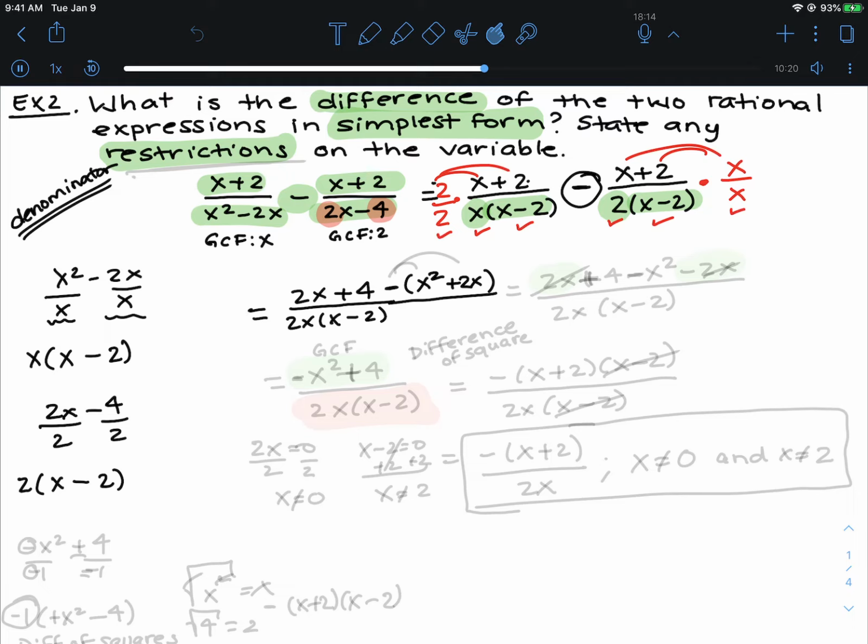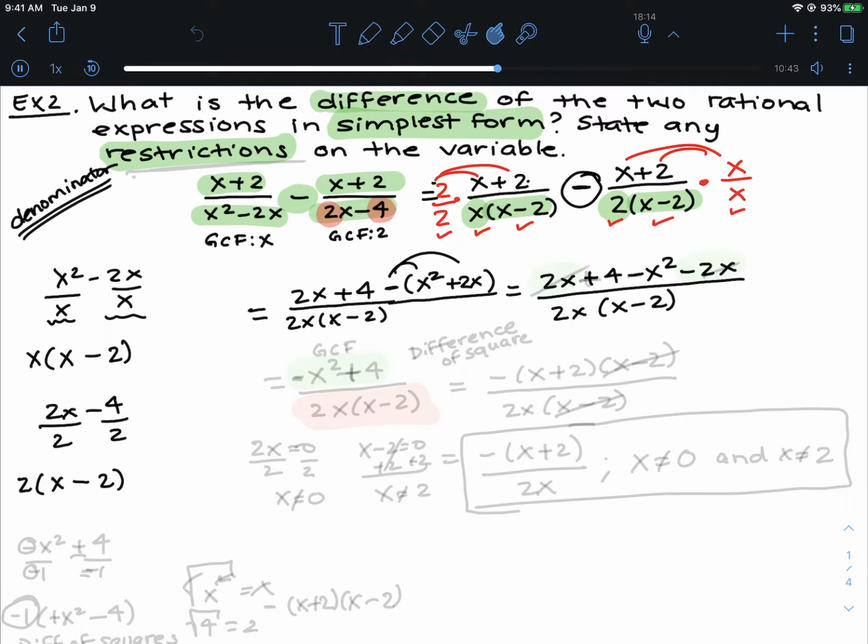Now, I did put a subtraction with parentheses. The reason being is that I need to distribute this in here. So if I distribute that, I'm going to get 2x plus 4. A negative times a positive is a negative x squared. A negative times a positive 2x is a negative 2x. All of this divided by 2x times x minus 2.